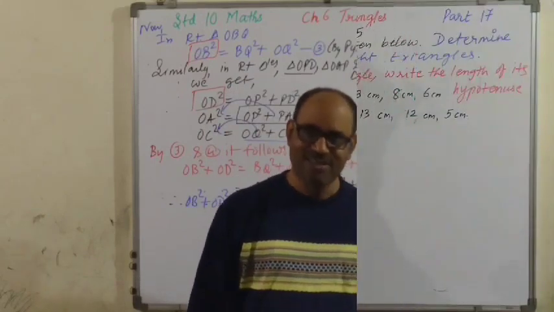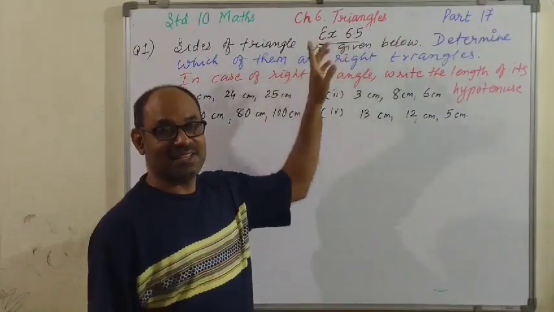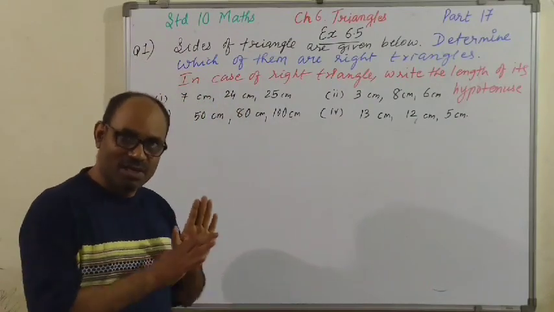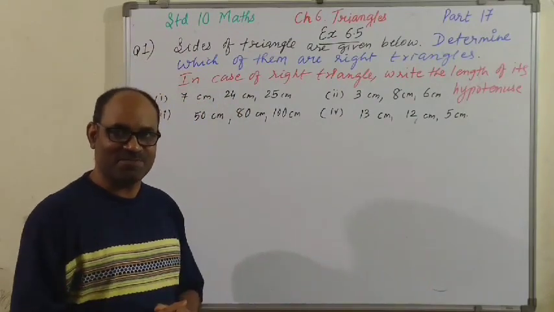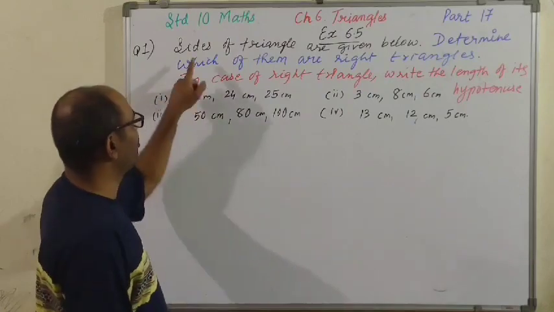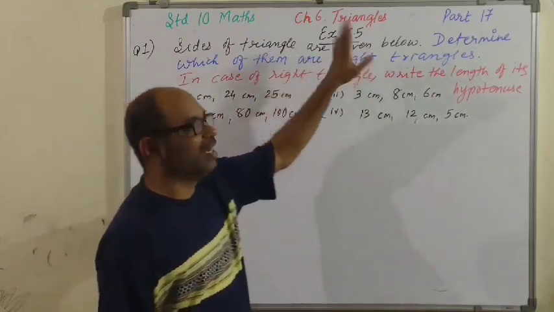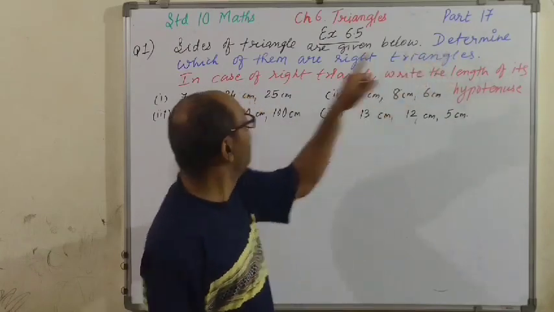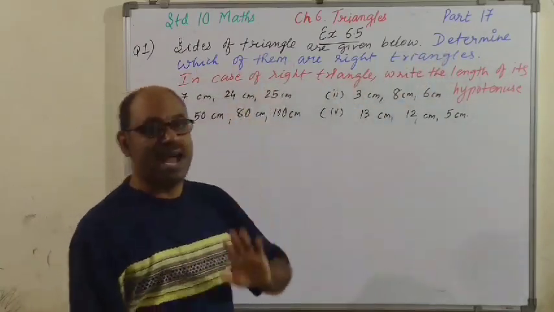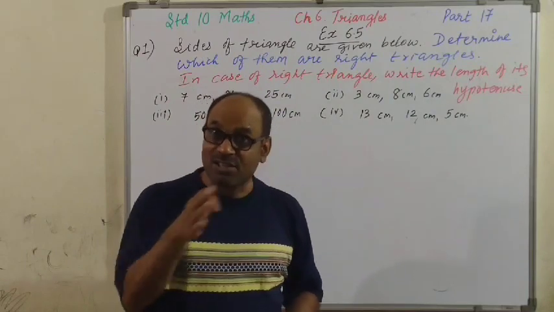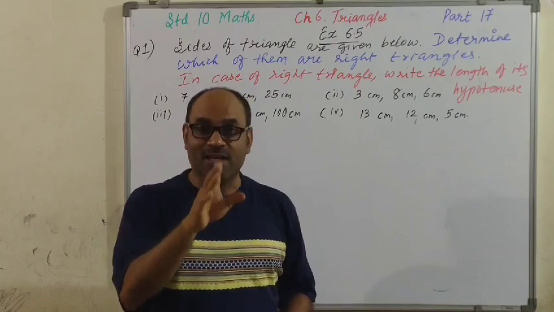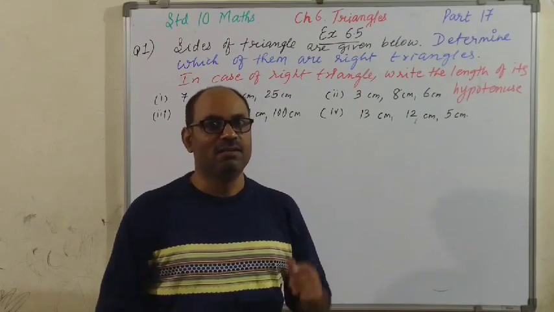So you try. The next exercise, that is exercise 6.5, question 1, which will be the last question of this session. Alright? What is the question? Sides of triangle are given below. Measures of sides. Determine which of them are right triangles. Measures of three sides are given, and from that you have to determine whether the triangle is a right triangle or not.